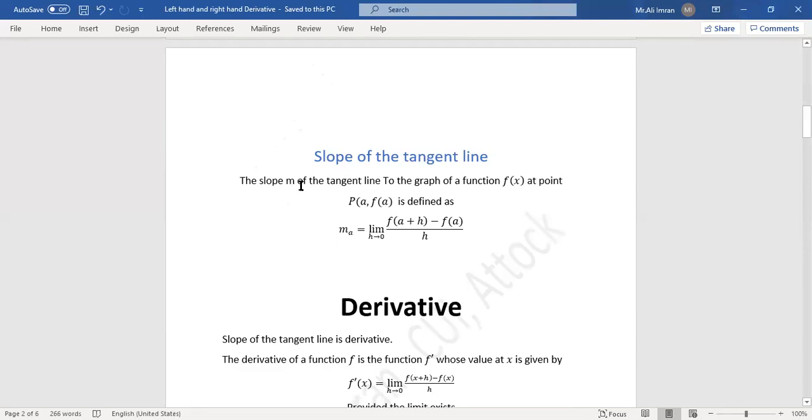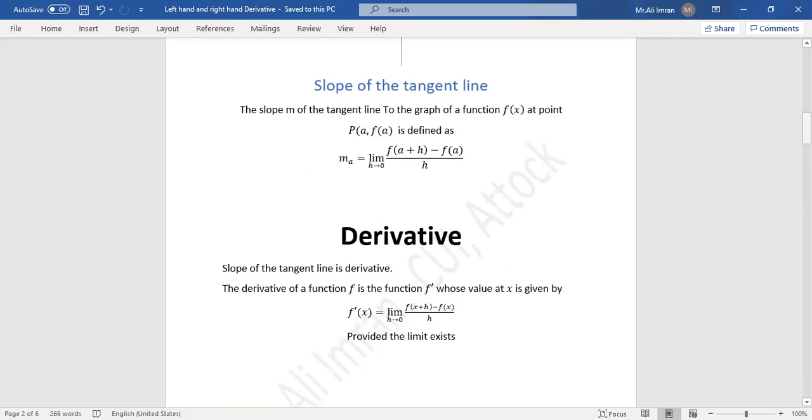The slope m of a tangent line to the graph of a function at point P is defined as slope of at point A, limit h equal to 0, f of A plus h minus f of A divided by h. By considering this definition, we will define the derivative. Actually, the slope of the tangent line is called the derivative.